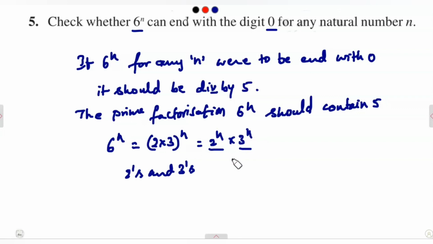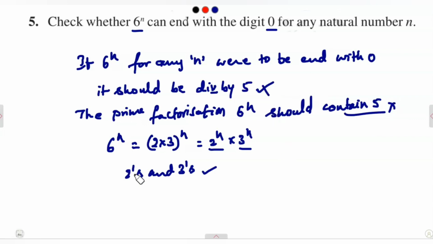According to the uniqueness in the fundamental theorem of arithmetic, the prime factorization of 6 power n is unique. There are no other primes. Compulsorily, anybody may try this, it will contain 2's and 3's only. It doesn't contain any other factor. That means it is not divisible by 5. It is not containing 5, and it is not divisible by 5.